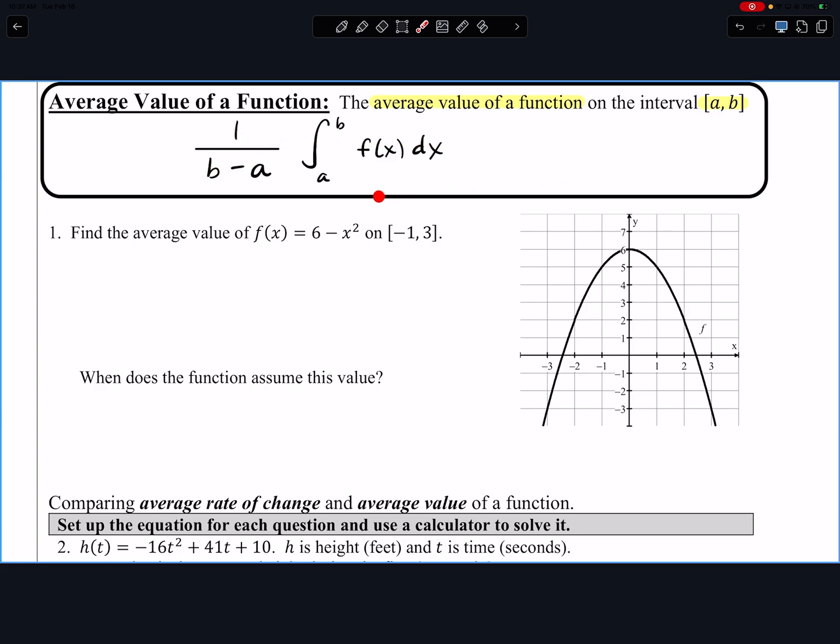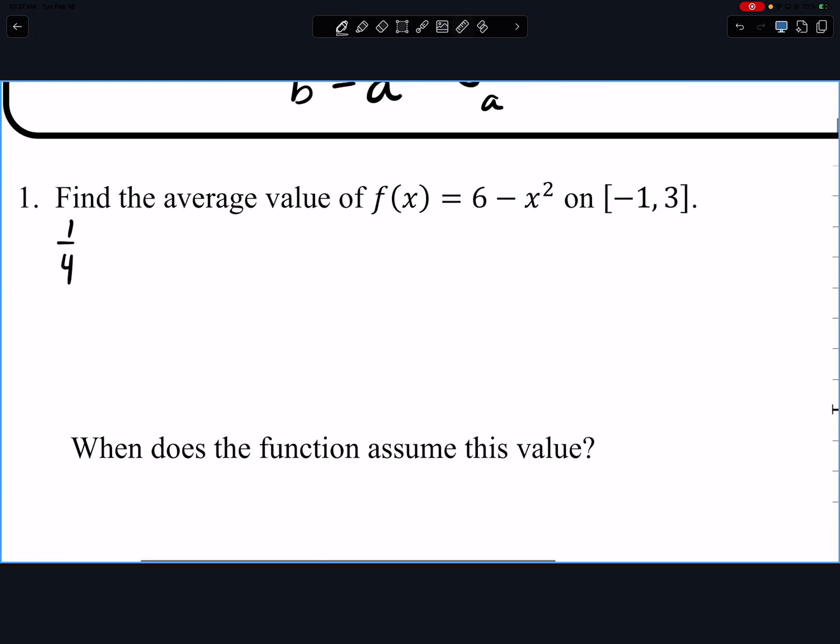So if this is my B and this is my A, it's going to be 1 over what is 3 minus -1? 4. So it's going to be 1/4 times the integral from A to B. So A is -1, B is 3, of my function 6 minus x squared dx.